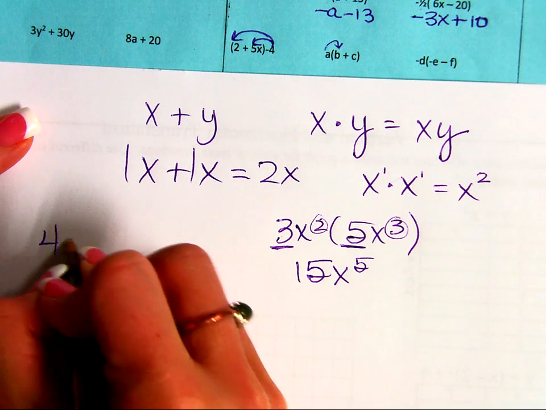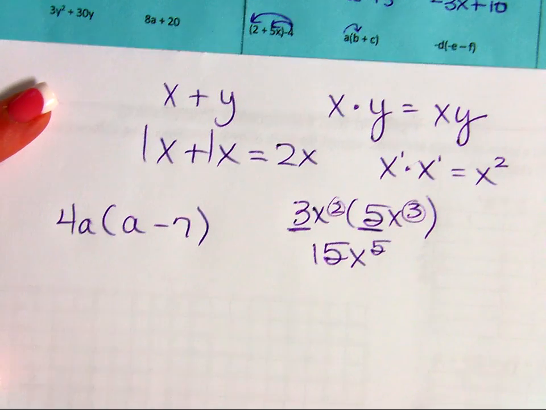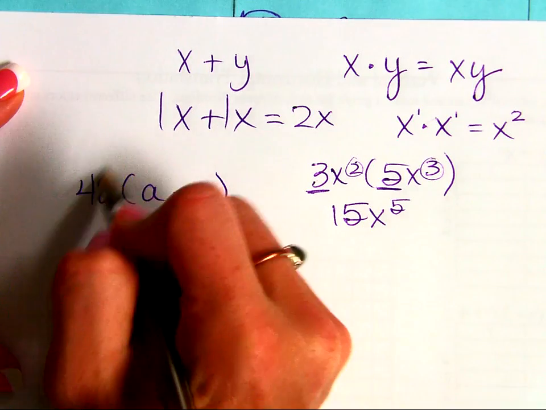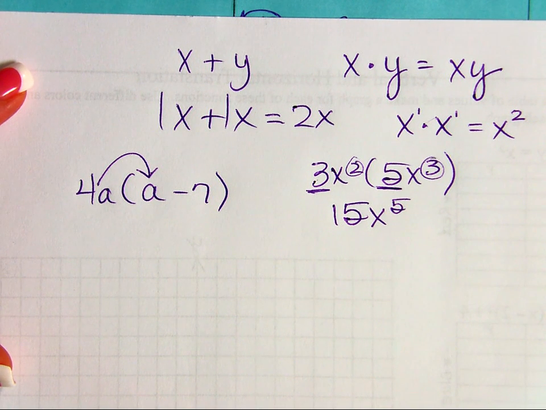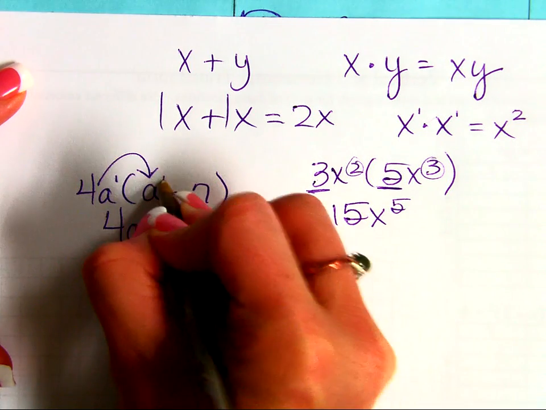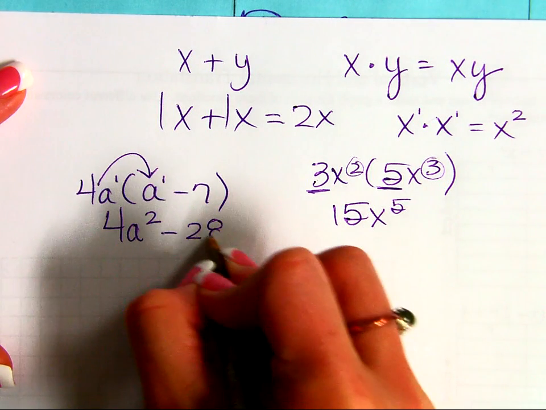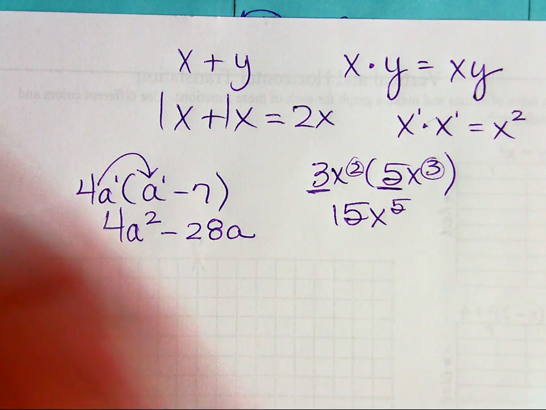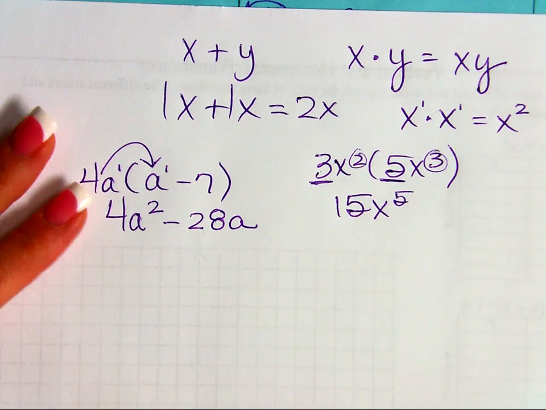So if I have 4a times a minus 7, if I were to distribute a 4a times a, what do you think 4a times a would be? Sophia. Good. 4a squared, because 1 plus 1 is 2. And then 4a times negative 7 is obviously just negative 28a. Okay? You're going to see that. So just kind of look out for that. Yeah, that's all you really need to know.